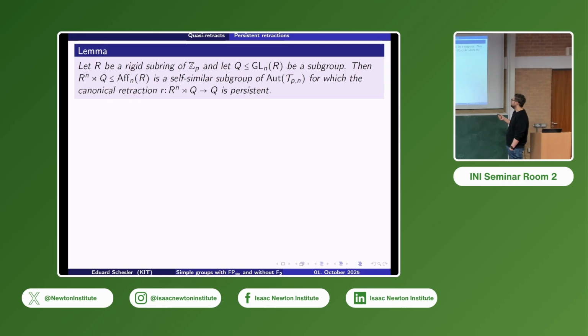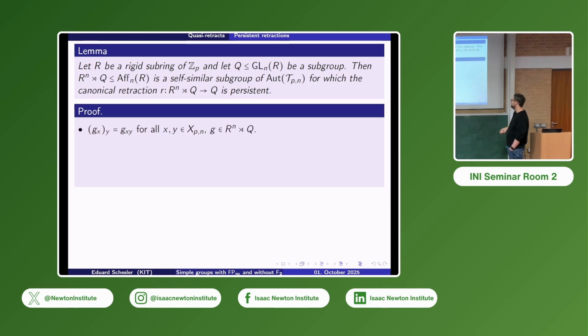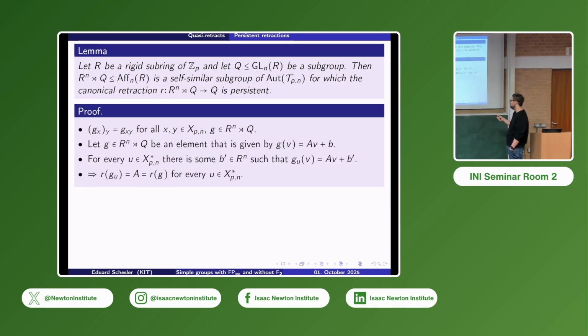This canonical map to the linear part is a persistent retraction, and it is quite clear. The state of a state is a state, as we discussed already. If we have an element of this form, it is given by a linear part and a translation part. We have seen that the state of this element is given by the same linear part, but maybe the translation part changes. But since the linear part is the same, this map is a persistent retraction, obviously.